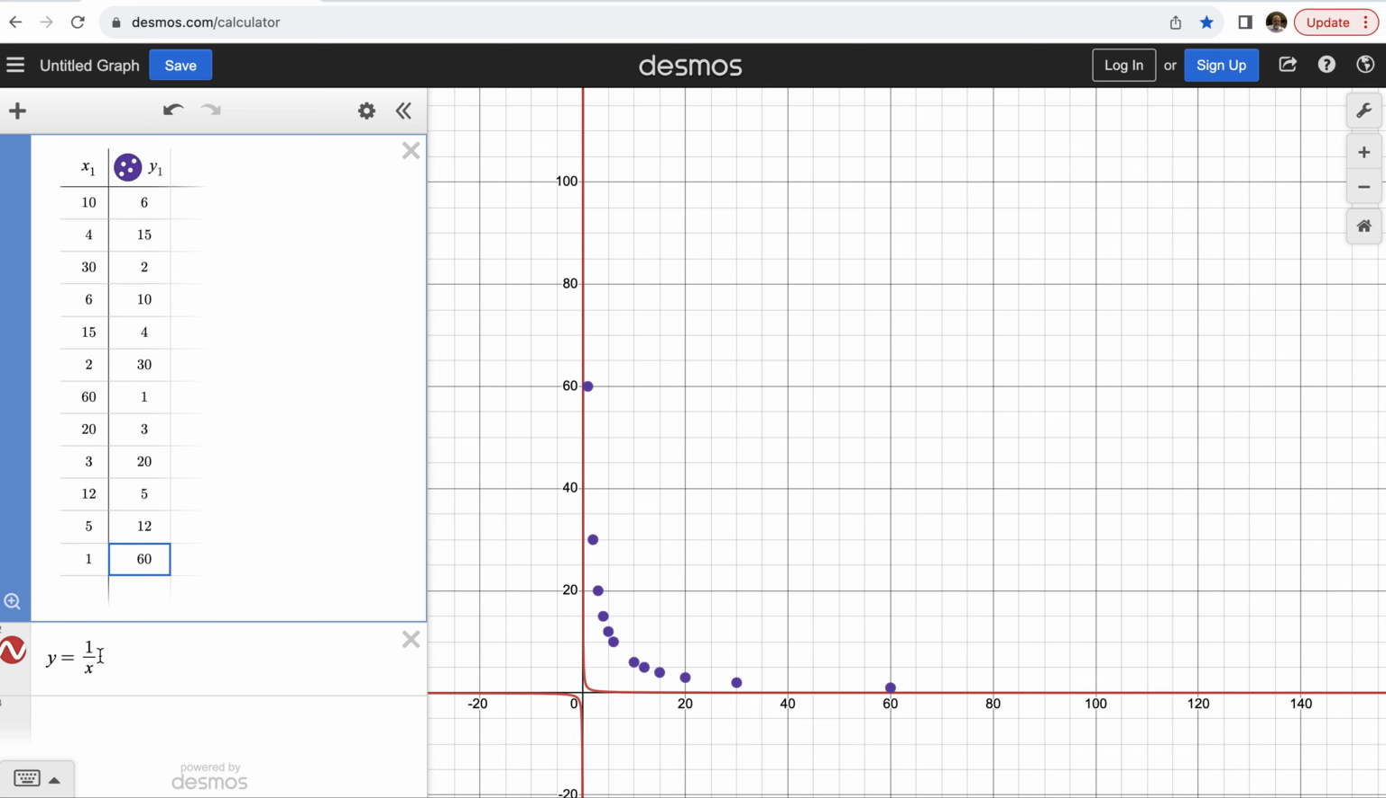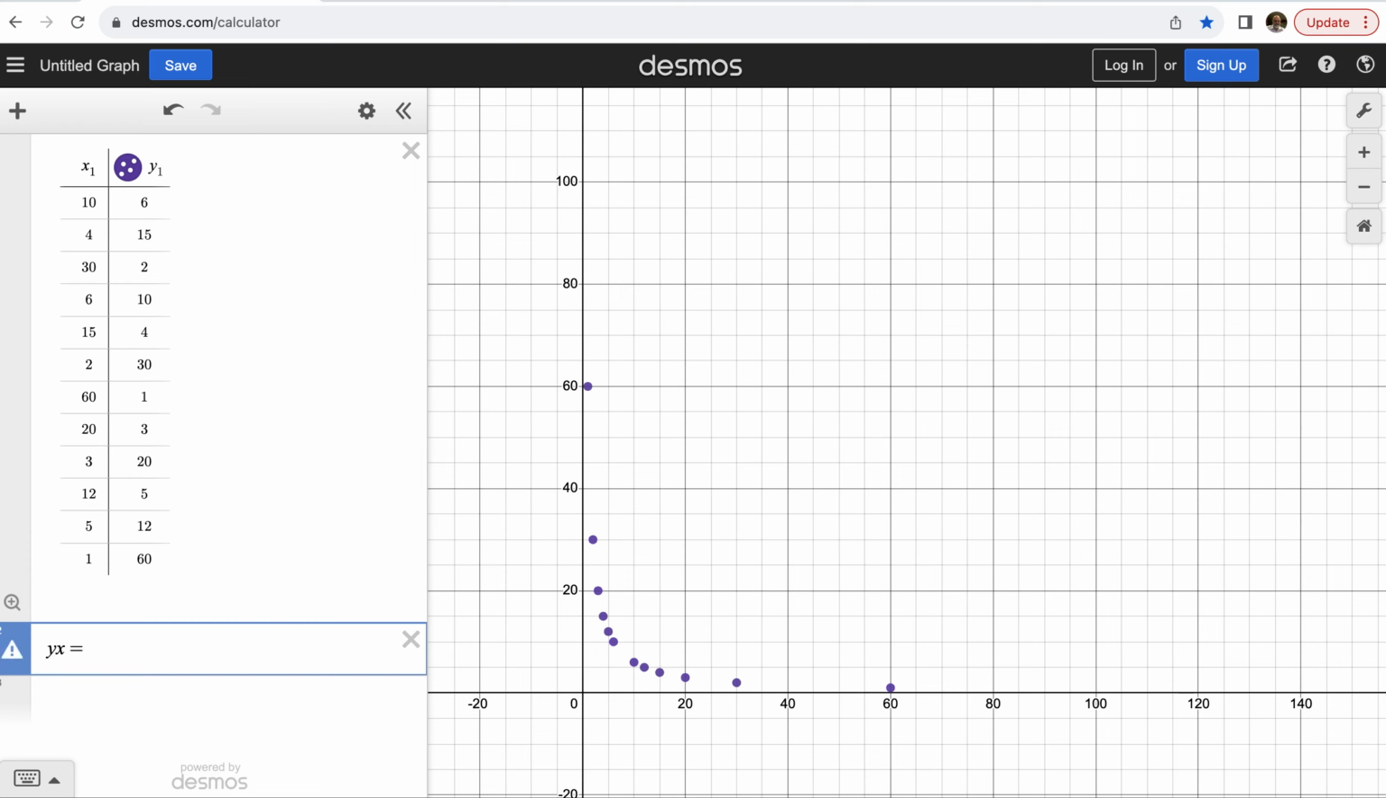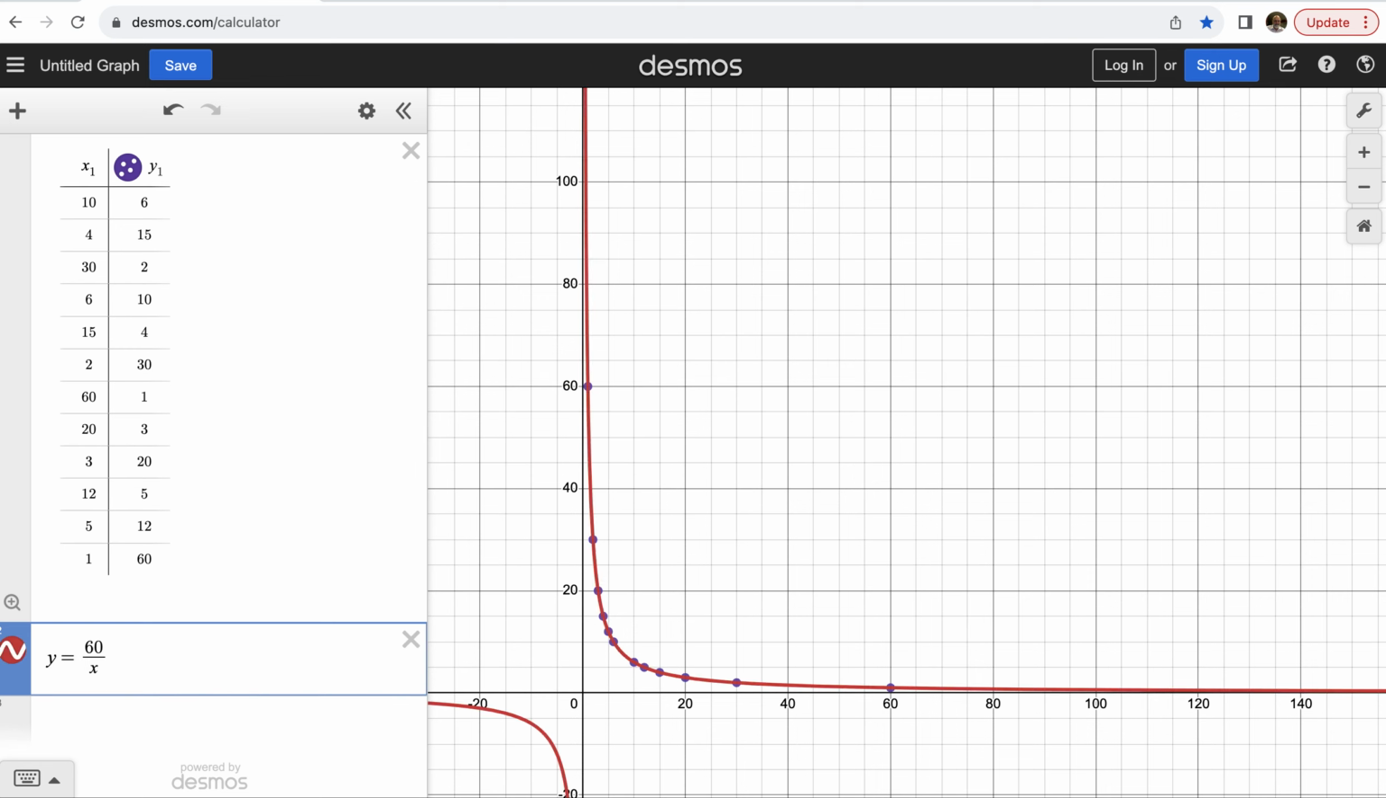But the equation, still going back to the equation, we're finding out, and it's pretty clear, that it just has to be 30 times 2 or 15 times 4. They always multiply to be 60. So I could write the equation as xy equals 60, and it should fit perfectly. But I could also do it as 60 divided by x, and it would fit perfectly.